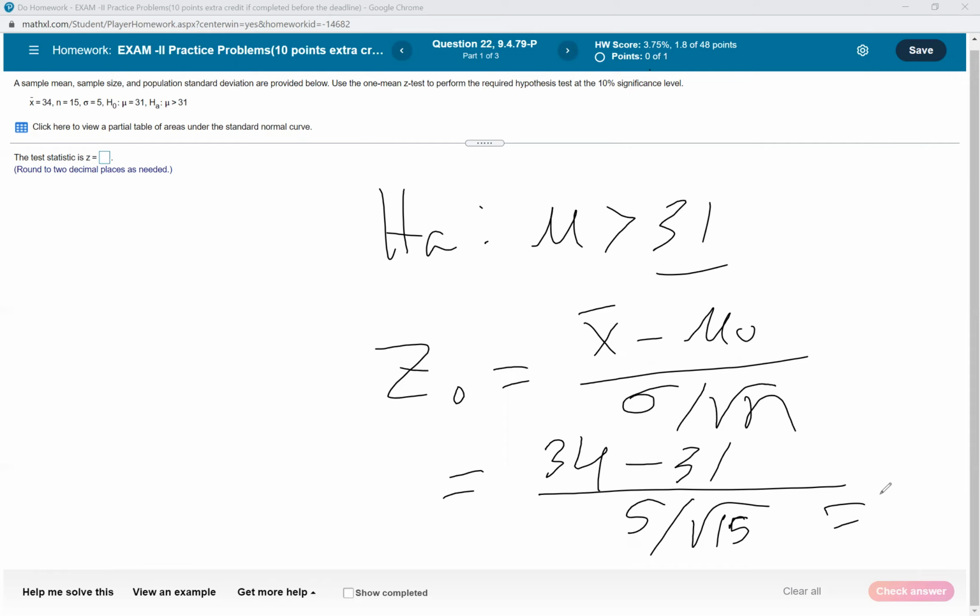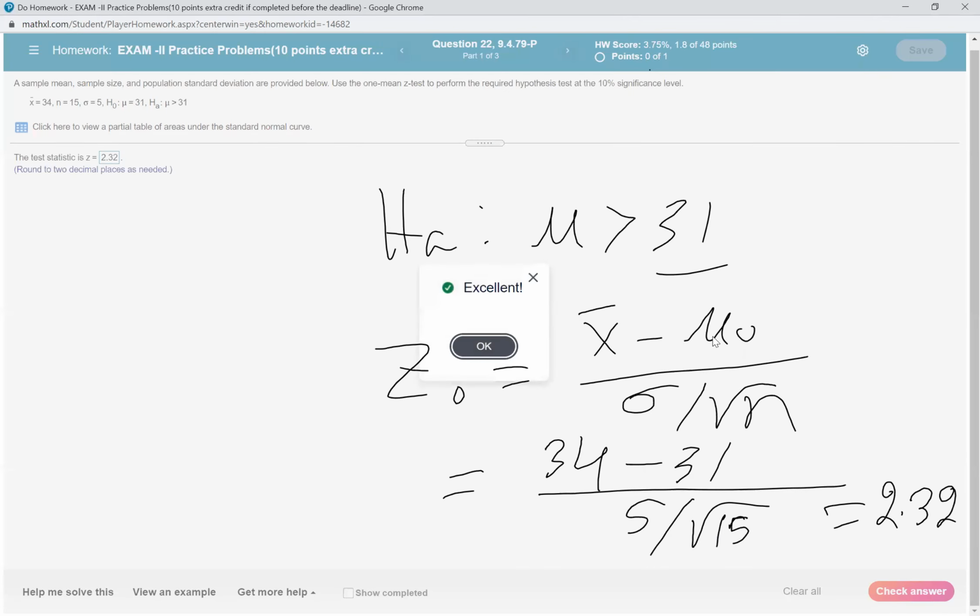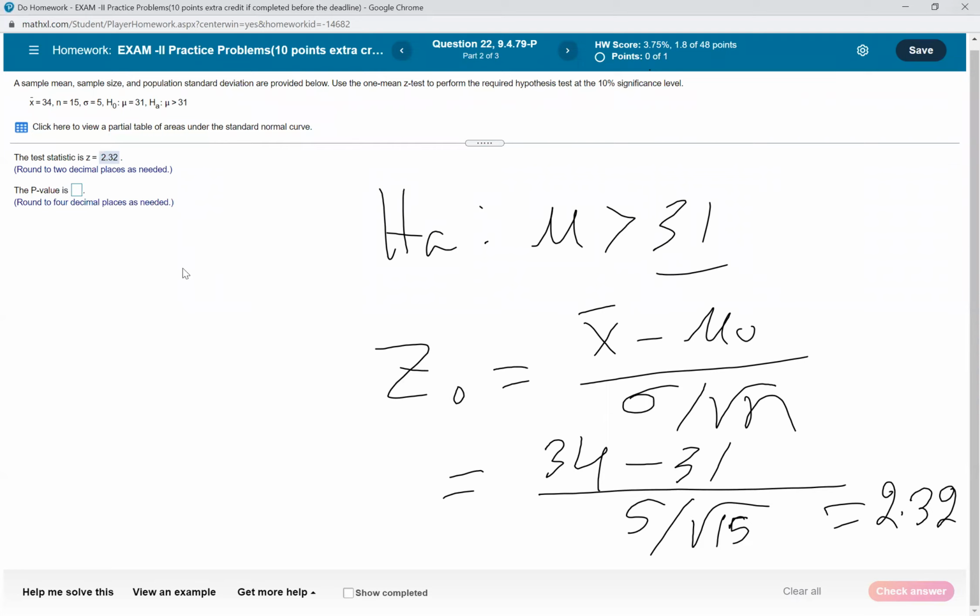So after simplifying, 34 minus 31 divided by 5 over square root of 15, I found 2.3237. We need to round it to 2 decimal places, so it will be 2.32. So the test statistic is 2.32. Let me insert the test statistic here, 2.32, and check the results. Yeah, that's great. We got the correct result. Now we need to find the p-value.